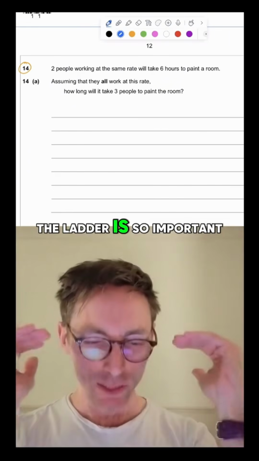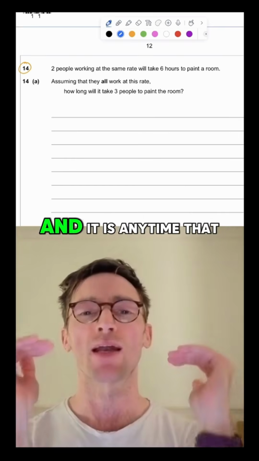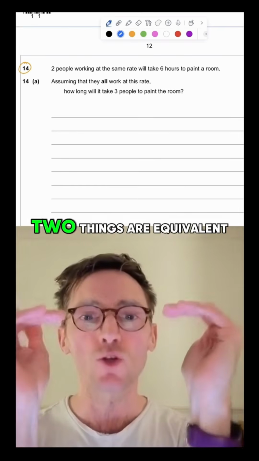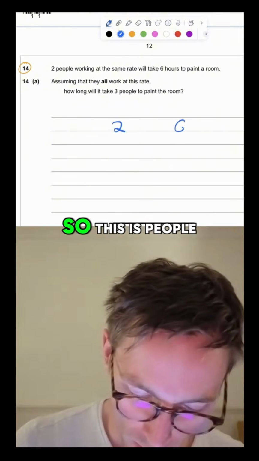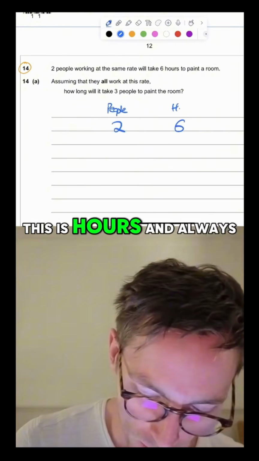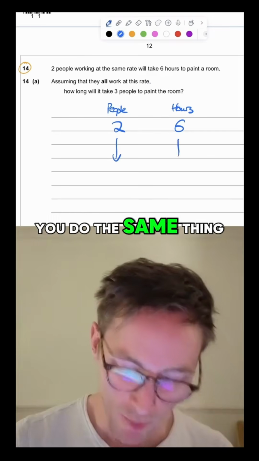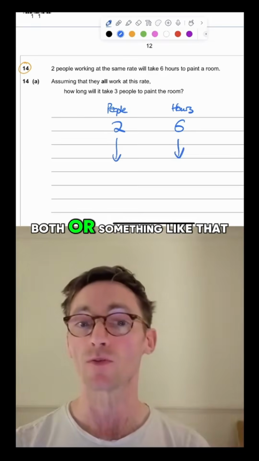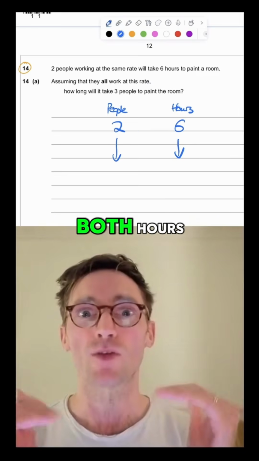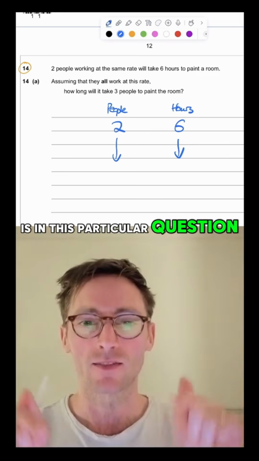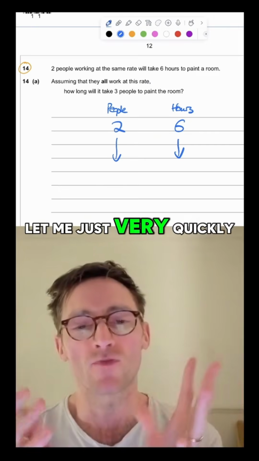The ladder is so important across the whole paper, and it is any time that 2 things are equivalent. So 2 people, 6 hours. So this is people, this is hours. And always in a ladder, you do the same thing to the left and the right. So you double them both or something like that. The only time you don't do the same thing to both arrows is in this particular question, where you do the opposite. So let me just very quickly explain.